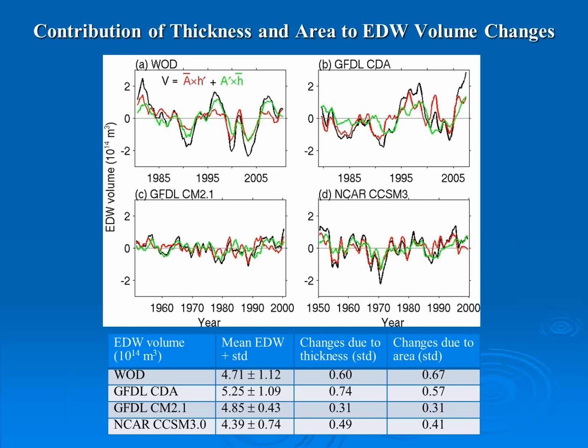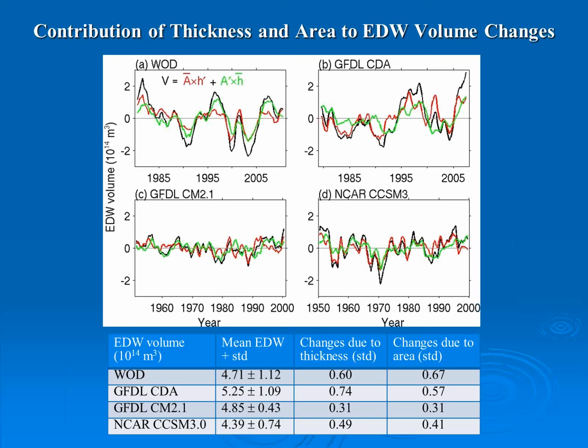For the models, the data simulation model shows a similar amount of variability in EDW volume, but the thickness contribution is relatively larger. And in the two IPCC models, the EDW variability is really weak, particularly in CM2.1, only one third of the variability estimated from observations. Both thickness and area contribute to the weak variability.